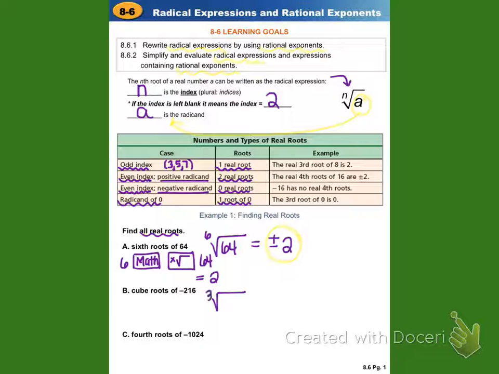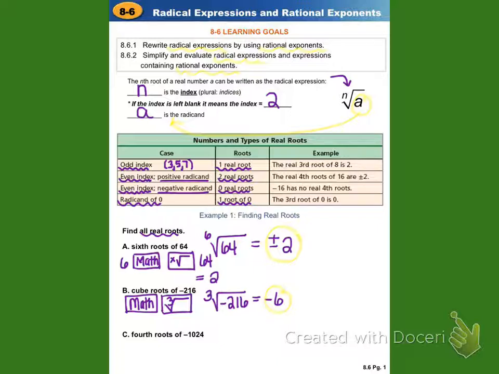So that looks like this, the cube root of negative 216. There's actually a cube root key under the math menu. If you go under math, you'll find a cube root key. It just has a 3 out in front like that, and then you can type in your negative 216. It will tell you that it's negative 6, and that's the only solution there is.